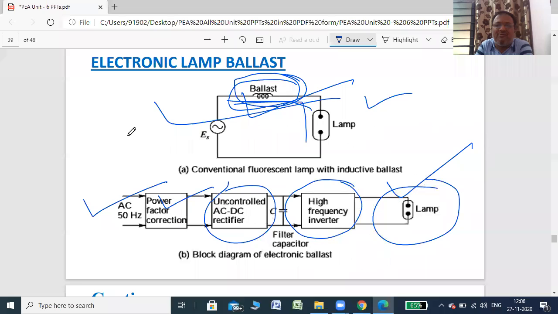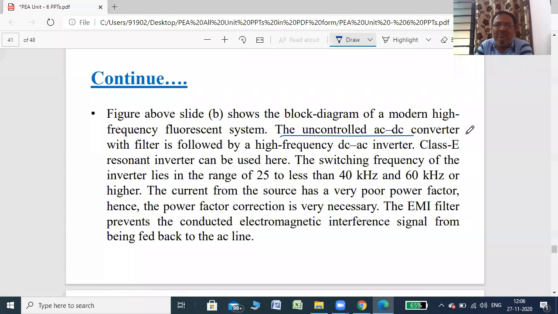See the figure, block diagram of a modern high frequency fluorescent system. The uncontrolled AC to DC converter with a filter is followed by a high frequency DC to AC inverter. That is, a class E resonant inverter can be used here. This is not a part of your syllabus, that's why we are not discussing it, but it is one type of inverter which is a very low cost inverter, the class E resonant inverter. The switching frequency of the inverter lies in the range of 20 to 40 kilohertz and up to 60 kilohertz or higher. The current from the source has a very poor power factor.